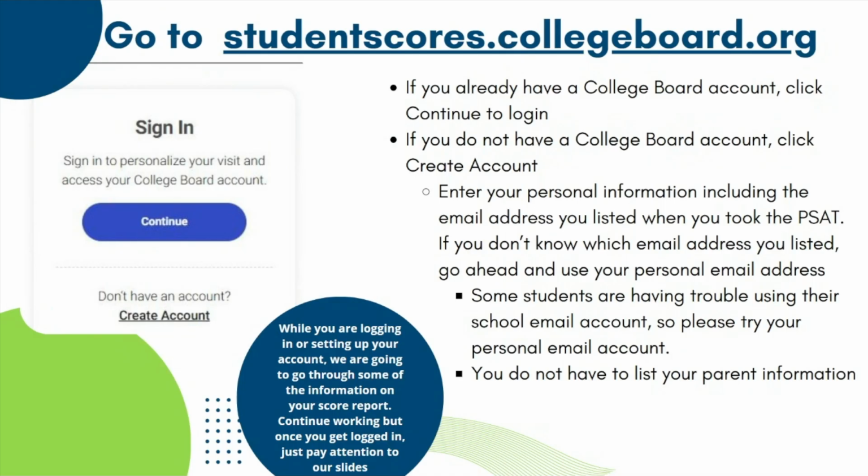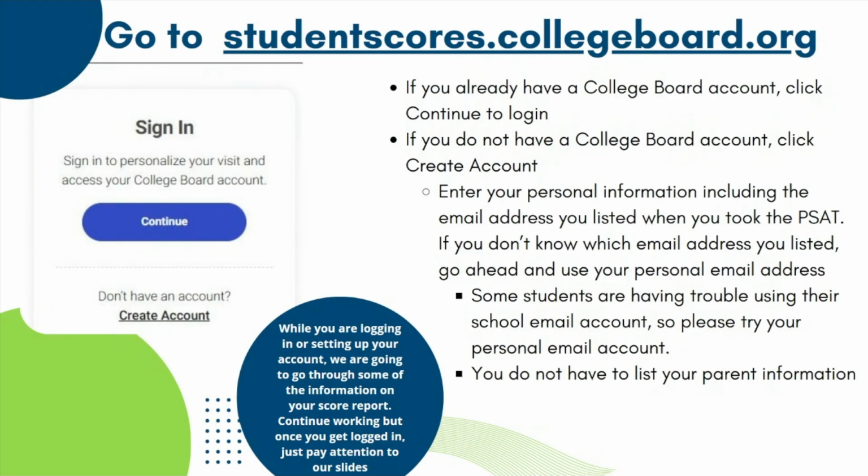Now, some of you might have an account on the Big Future app, and that might not be the same as your full College Board account. So if you thought you had an account and it's not letting you log in, then just click create account. It'll have you go through and enter personal information, including the email address that you listed when you took the PSAT. If you're not sure which email address you listed, go ahead and try your personal one. If that doesn't work, then you can try your APS account, but some students are having trouble using their school account, so try to do your personal email account.